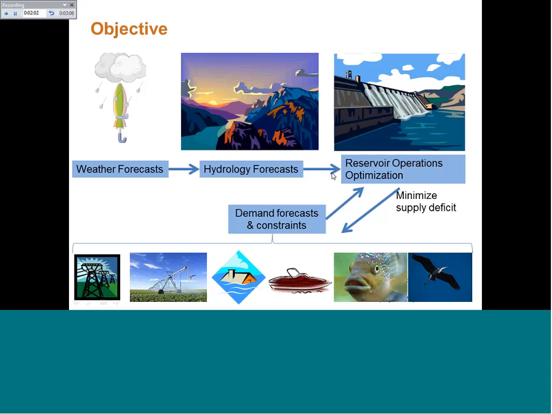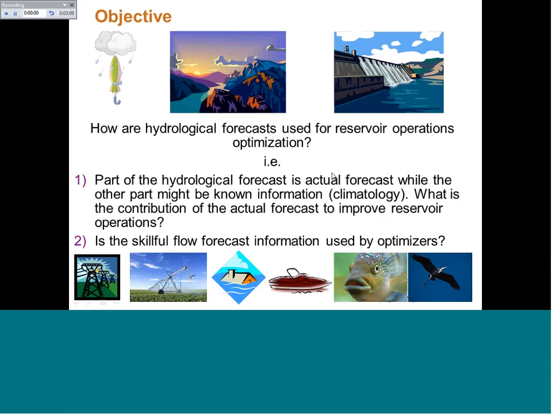And so the question I had was, how are hydrological forecasts used for reservoir operation optimization? Looks like a very simple question. What I mean by that was, in the case of seasonal forecasts, for example, part of the hydrological forecast is actual forecast, while the other part, at the end of the water year, becomes climatology. So it's not forecast. In one sense, this is non-information. It's going to be the same every year. So what is the contribution of the actual forecast to the improvement of reservoir operation, or the part that is going to make a difference?